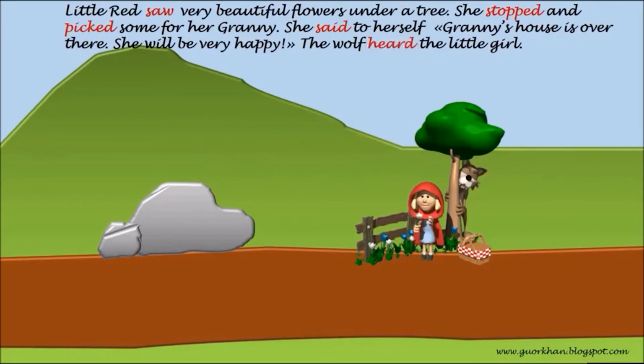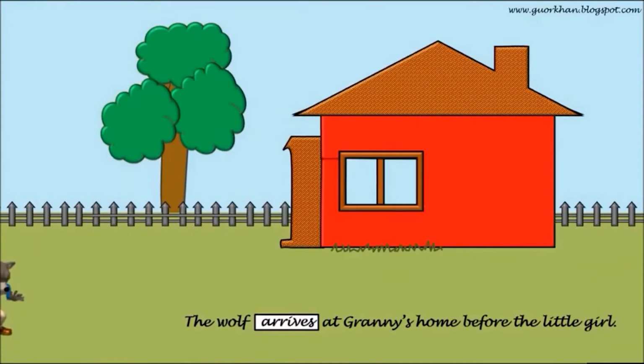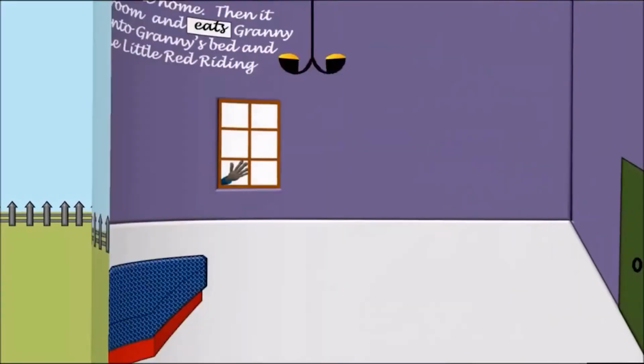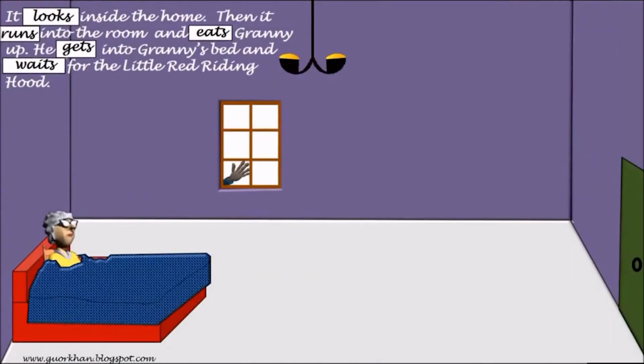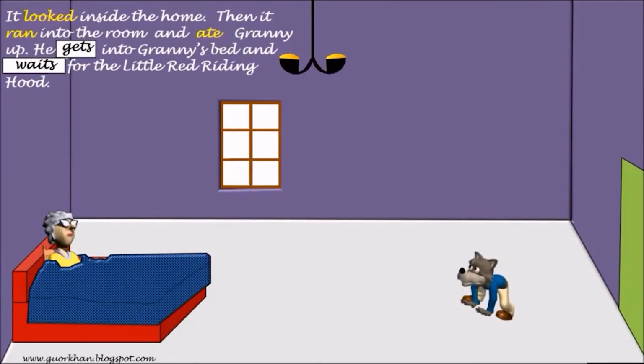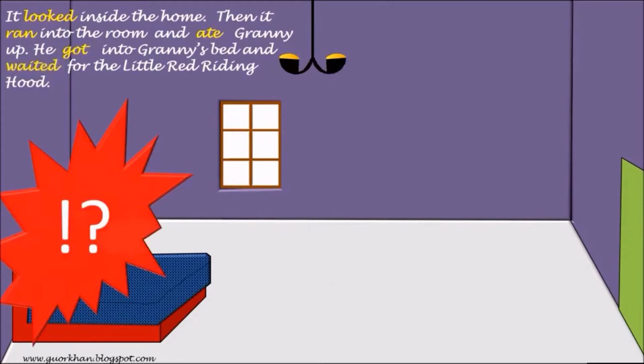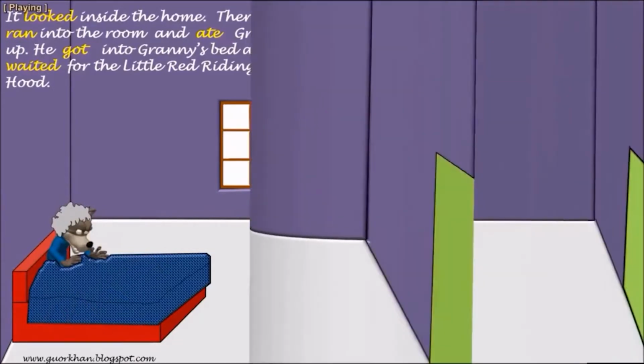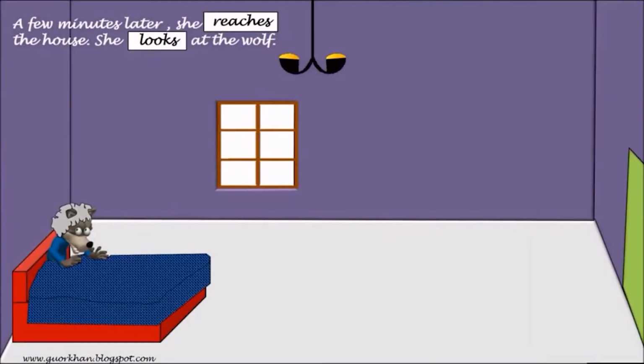The wolf heard the little girl. The wolf arrived at Granny's home before the little girl. It looked inside the home, then it ran into the room and ate Granny up. He got into Granny's bed and waited for Little Red Riding Hood. A few minutes later, she reached the house. She looked at the wolf.